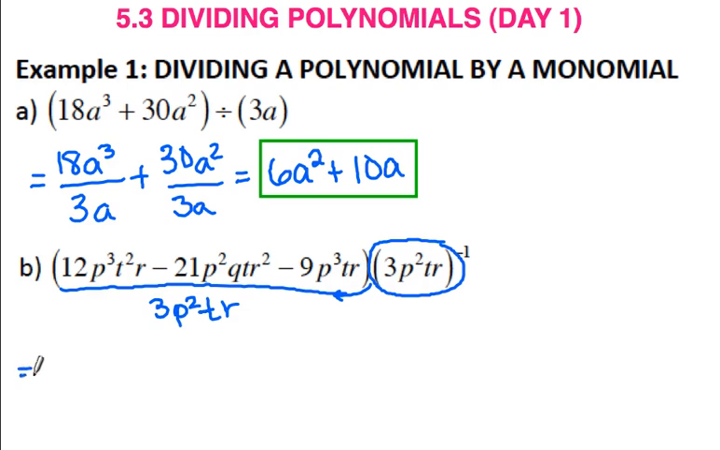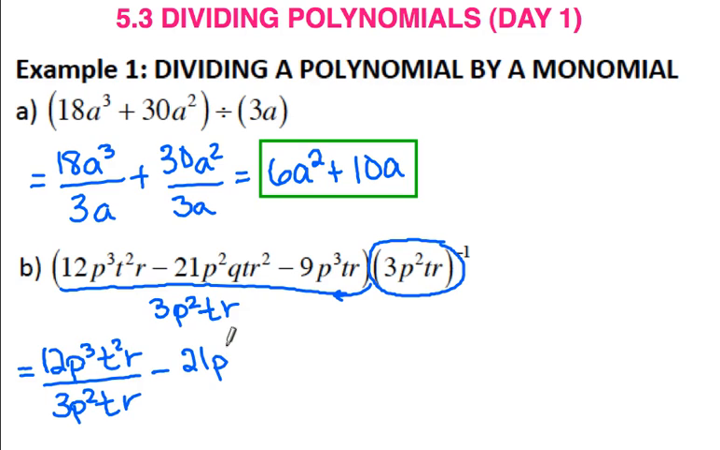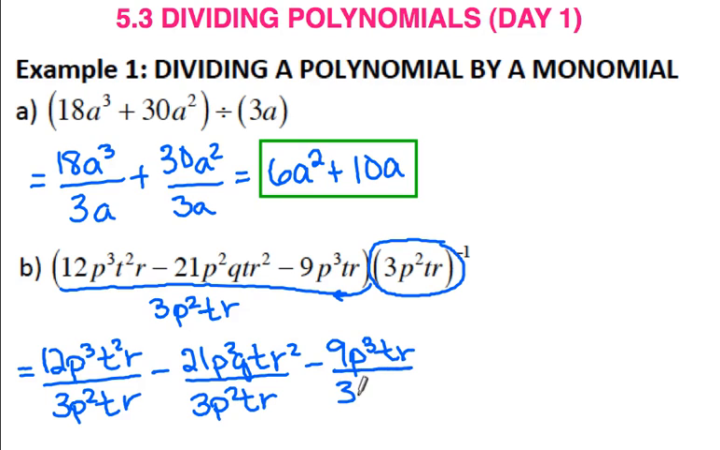Once again, I'm going to go ahead and rewrite it. So I think it's helpful to see all of them on top of each other. So there's my first term. Second term, minus 21p squared qtr squared over 3p squared tr, minus 9p cubed tr over 3p squared tr. And then just go ahead and simplify each one.